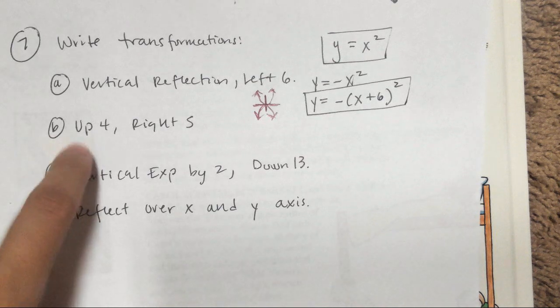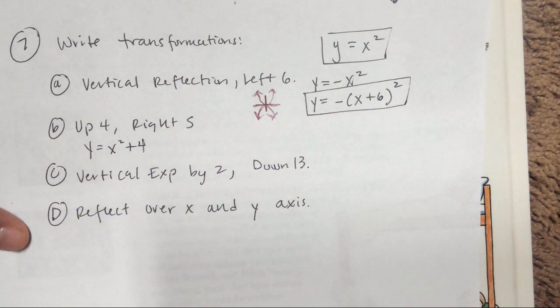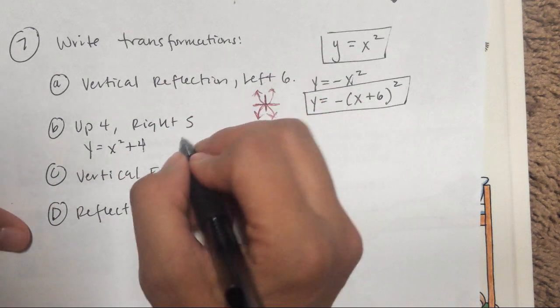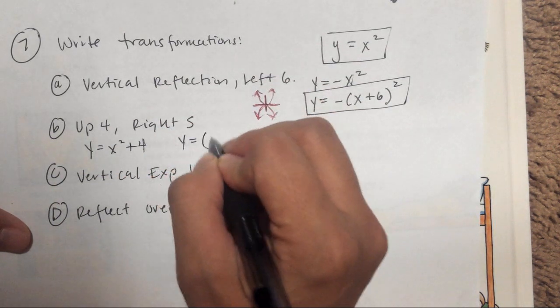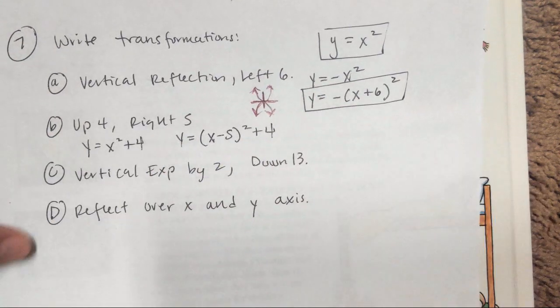For part B, it says you're going to go up 4. So that's on the outside. So you're just going to write plus 4. And then it says you go right 5. That's horizontal land, so that's the opposite inside the parentheses. So it's going to be x minus 5 squared in parentheses plus 4.